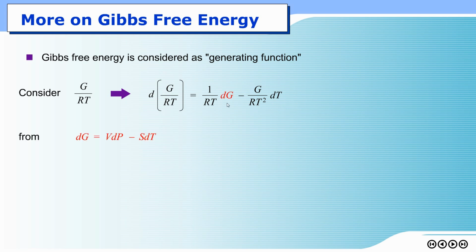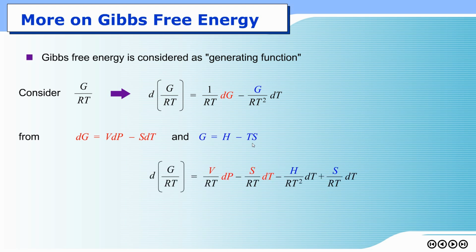The dG here, if we use the fundamental relation, you can expand this dG into two terms. On the other hand, the Gibbs free energy here can be expanded using the definition of Gibbs free energy itself. If you plug it in there, you can see that the S over RT here and here are cancelled out. At the end, you get two terms here, okay?